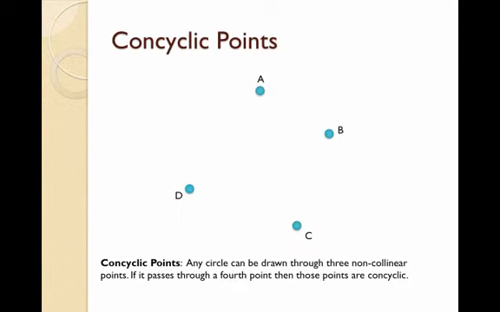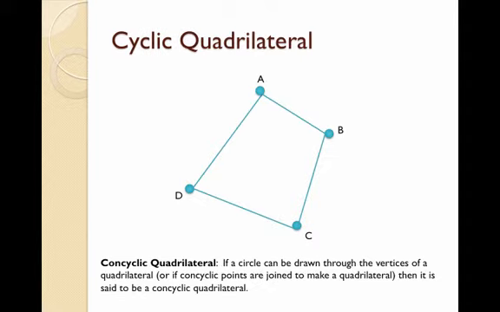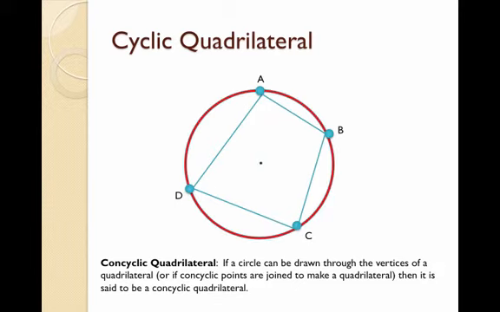Next up is concyclic points. Any 3 points that are not collinear, that is, they're not drawn in a straight line, can have a circle drawn through all 3 of them. If the circle goes through a 4th point, then those 4 points are said to be concyclic, which basically means on the circle. If a circle can be drawn through the 4 points of a quadrilateral, then that shape is said to be a cyclic quadrilateral.